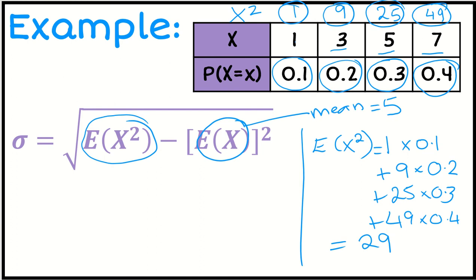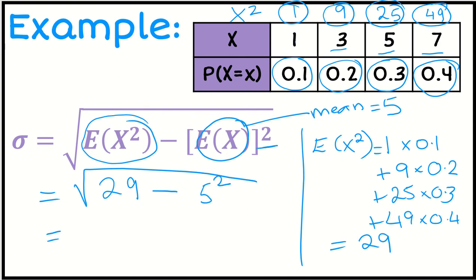Okay, so now that I have the E of x and the E of x squared, I can put them into this formula. It says take the square root of E of x squared. I've just found that, that's my value of 29. And I want to subtract from that my mean, which is 5, and I've got to square that, so 5 squared. So then I'm going to take the square root of 29 minus 25, which is the square root of 4, which gives me a standard deviation of 2.